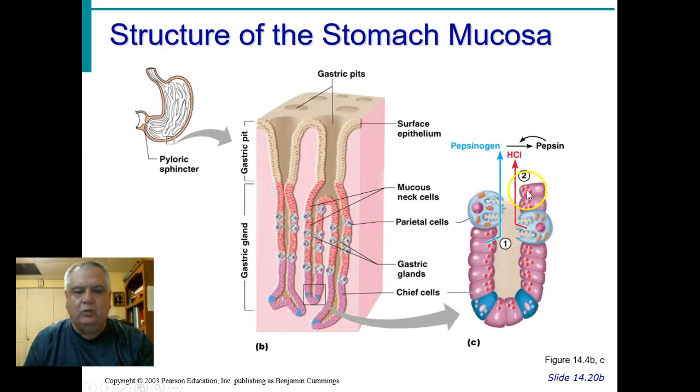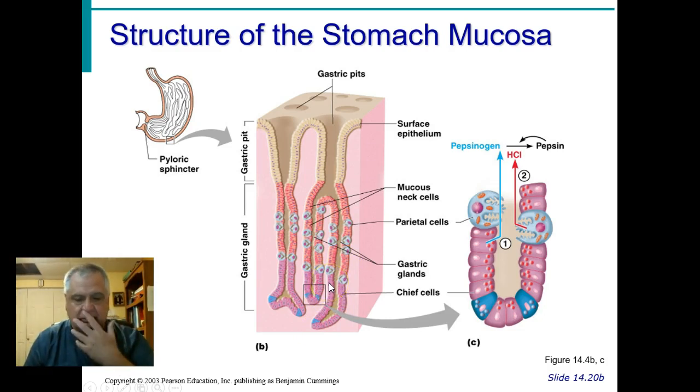Okay, so let's get back to where we were. So here are the parietal cells, right? And they're going to produce the hydrochloric acid. So here's a parietal cell now producing hydrochloric acid. And once produced, the hydrochloric acid is going to move up through the gland and into the lumen of the stomach. Some more mucous neck cells that we see here. And then we're also going to see down here these purple chief cells.